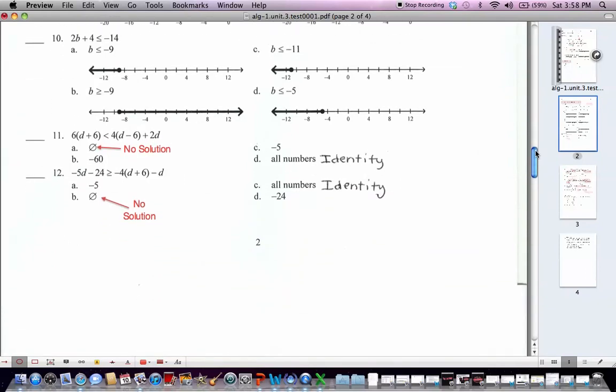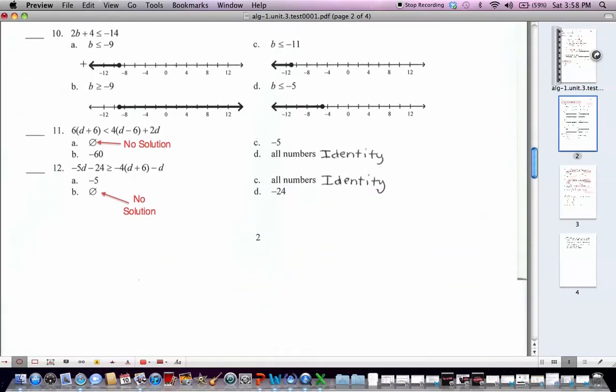Number 10, we have 2b plus 4 is less than or equal to -14. We're solving for b, okay? And then once we get that value, we're looking at our graph to make sure that the graph is correct, okay? So match the graph up with your answer, okay? A, B, C, D, okay?